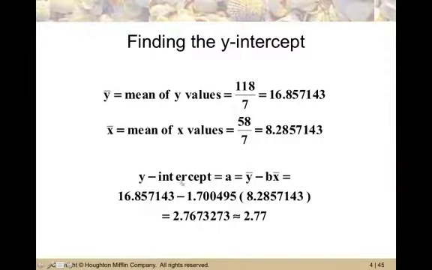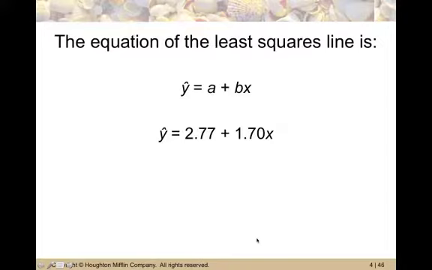So we take our exact value for y bar minus our exact value for the slope times our exact value for x bar, and we get 2.76737273, and we round it to 2.77. So our equation for our least squares line is y hat equals 2.77 plus 1.70 times x.